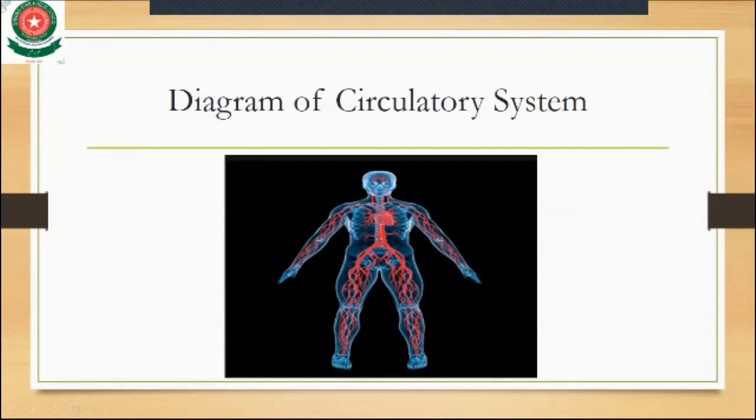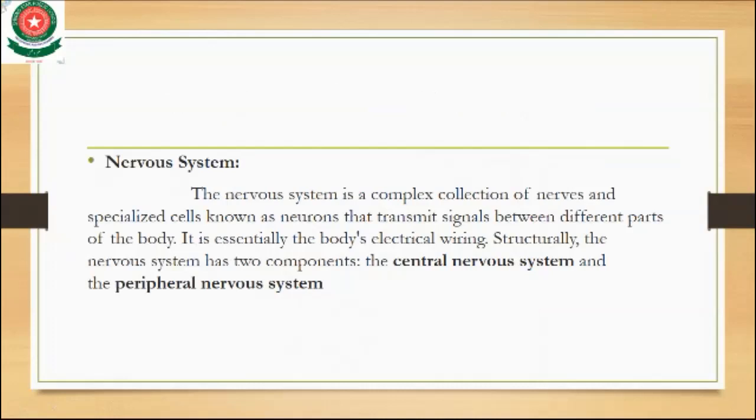This is the diagram of the circulatory system. You can see the red blood inside the body circulating. Okay. Next is the nervous system.